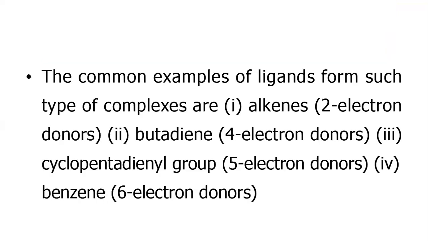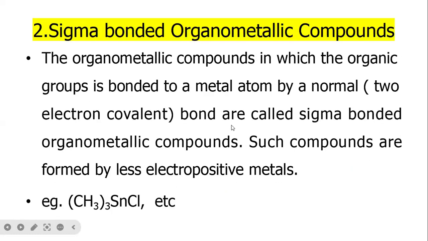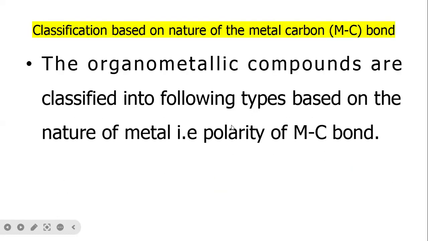the metal atom. The common examples of ligands that form such types of complexes: alkene, 2 electron donor; butadiene, 4 electron donor; cyclopentadiene, 5 electron donor; benzene, 6 electron donor. Short examples: alkene, butadiene, cyclopentadiene, benzene. It is all about classification based on the nature of the metal-carbon bond.